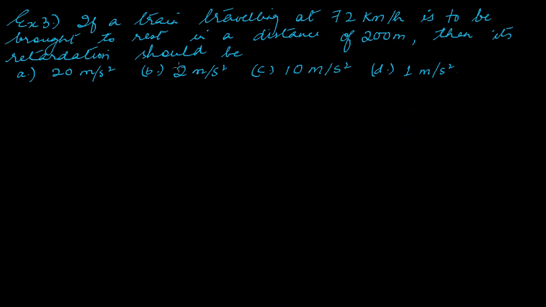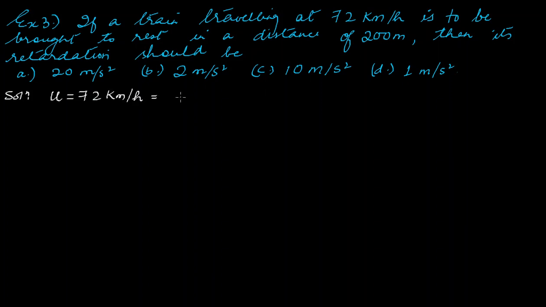Problem number 3. If a train traveling at 72 kilometer per hour is to be brought to rest in a distance of 200 meter, then its retardation will be what? So basically this train is traveling at this speed. It has to stop within the distance of 200 meter. So when it stops, what will be its speed? Its speed would be 0. Yes or no? So that means this is the initial speed of the train, 72 kilometer per hour.